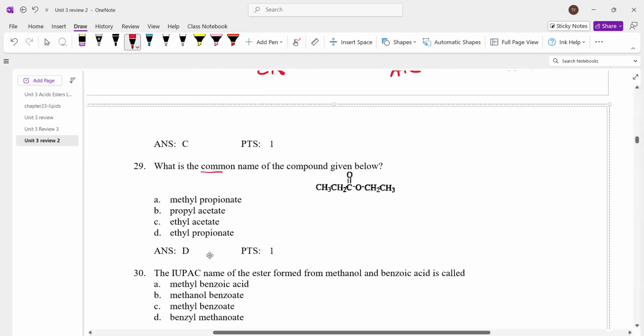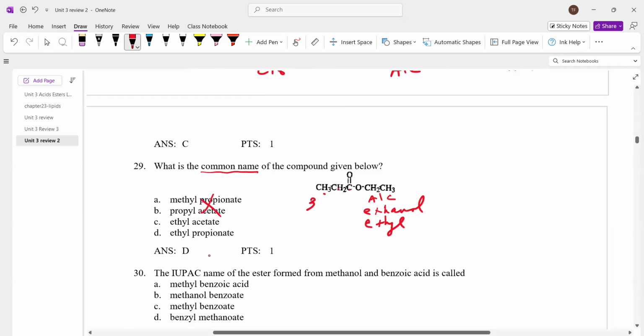Get a common name. Well, first of all, looking at this, this is going to be from the alcohol, ethanol or ethyl. So that means those two are out. And we have a 1, 2, 3 carbon acid. So it's going to be that. So that's C2, so that's out. And that's C3.